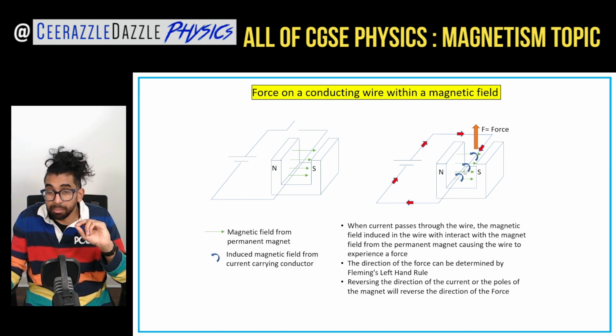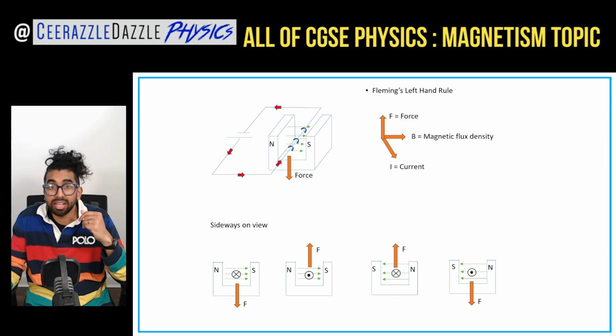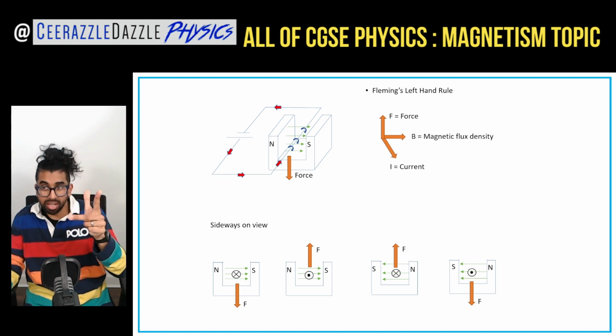We can use Fleming's left-hand rule to determine the direction in which that wire will move, which we'll do in a moment. Fleming's left-hand rule can be used to determine the direction of the force on that conducting wire. So first of all, take out your left hand now.